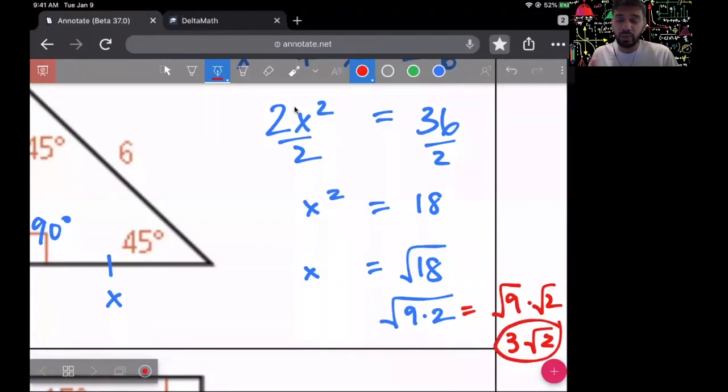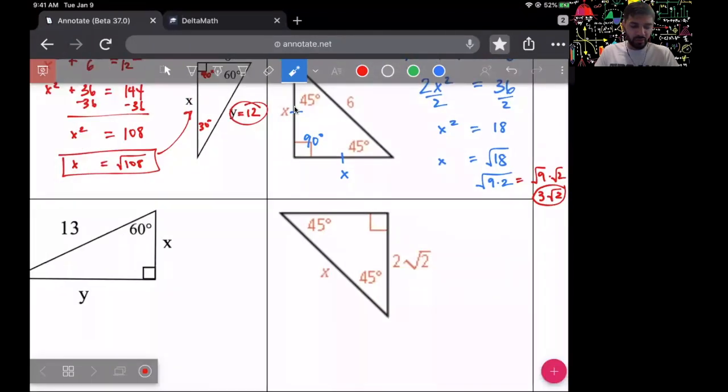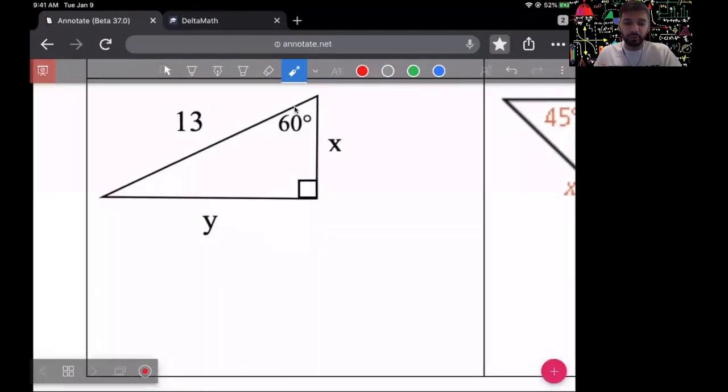So on Delta Math, it might ask you to simplify the square root on some of the problems. And in that case, you would just follow this process and try to get it down to a simpler square root that has possibly a whole number in front of it. Okay. Let's look at another example here, 2 more examples.